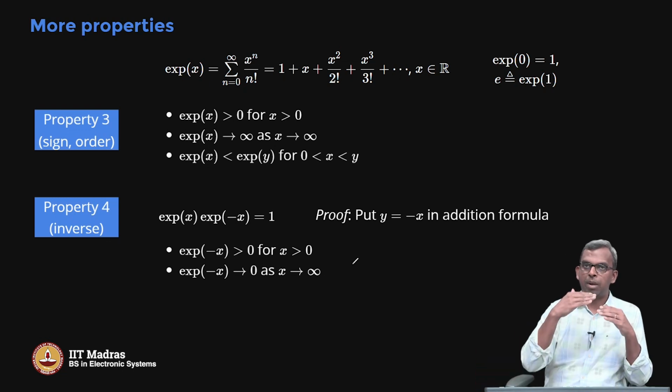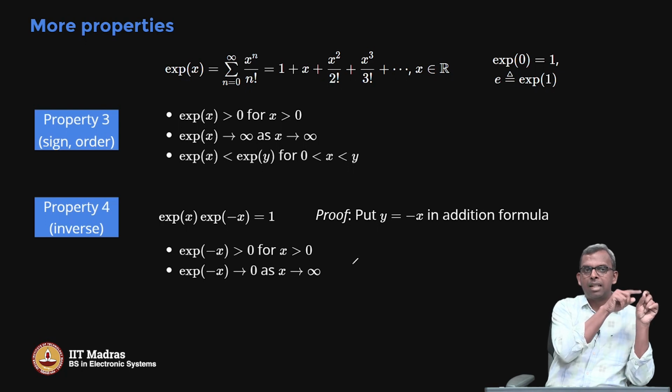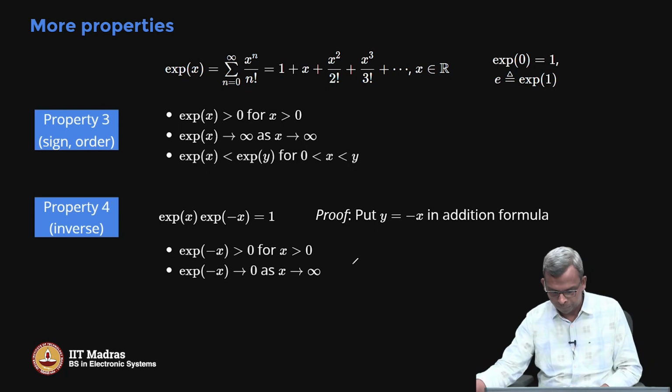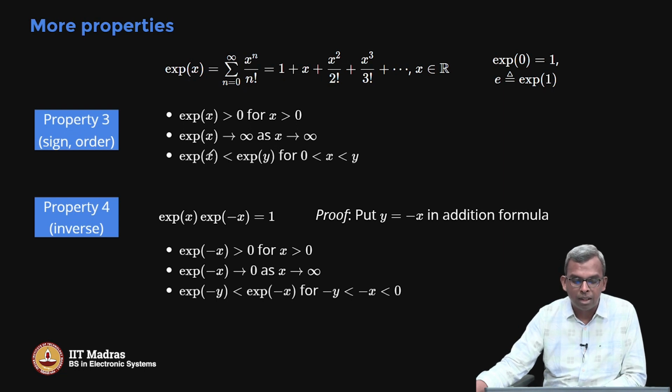So, exp of minus x, when x is negative, it starts at 0 and it's always positive and it's always increasing. We'll see that also, right? So, exp of minus y is less than exp of minus x for minus y less than minus x less than 0. So, this is sort of the increasing property. We saw it for the positive values. For negative values also, if minus x is greater than minus y, then exp of minus x is greater than exp of minus y. This also follows from the inverse formula.